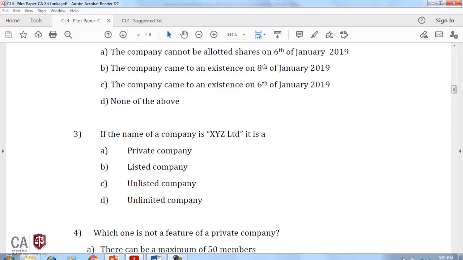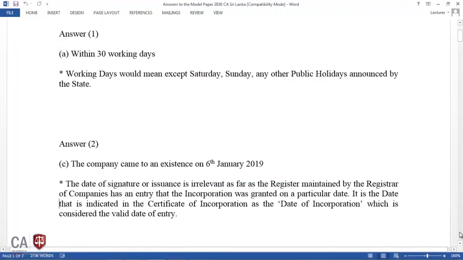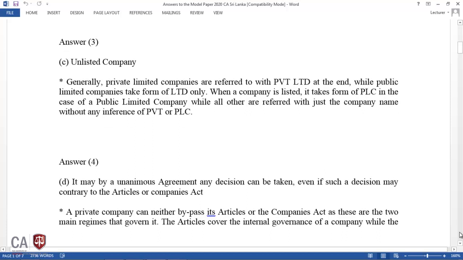It is an unlisted company. So the answer to question 3 is that XYZ Limited is an unlisted company as given in answer 3. Generally, private limited companies are referred to with private limited at the end, while public limited companies take the form of Ltd only when that is an unlisted public company. When a company is listed, it takes the form of PLC in the case of a public limited company, while all others are referred to with just the company name without any indication of private or PLC. In the case of a limited company, it is an unlisted company.